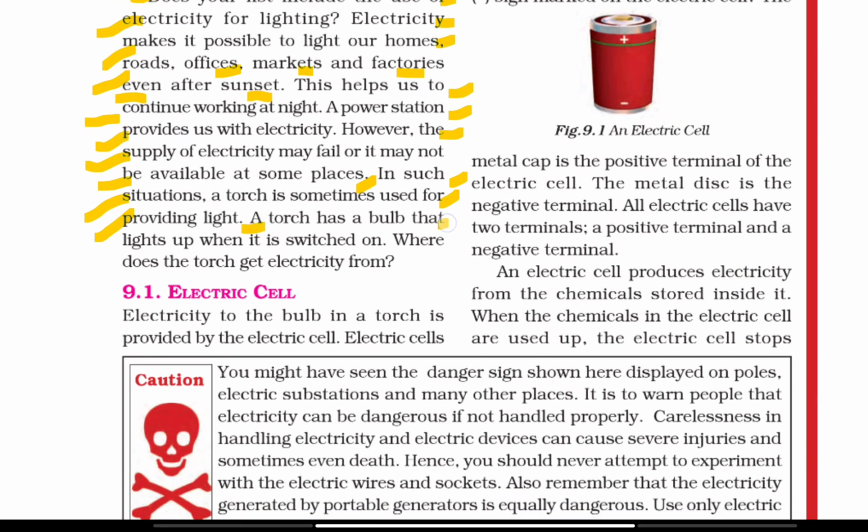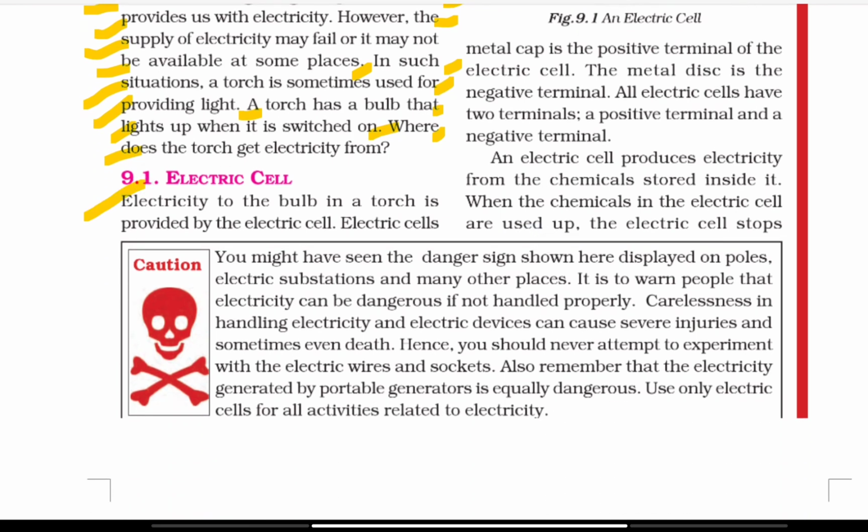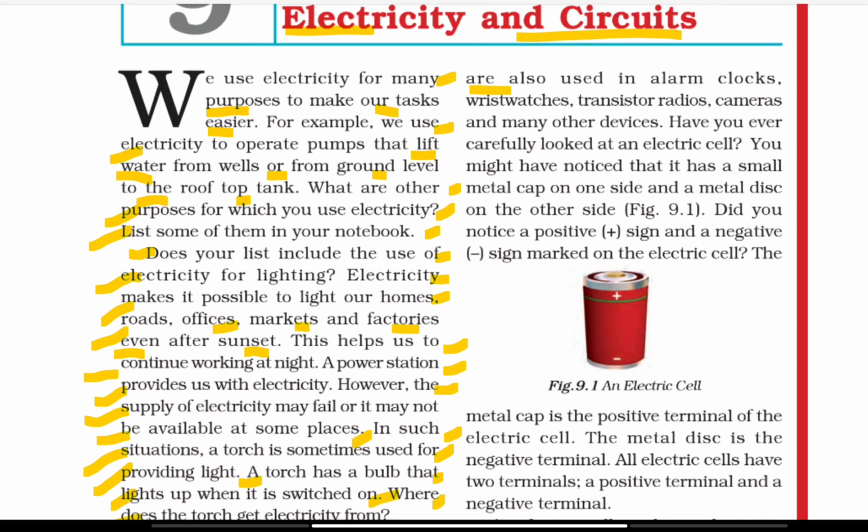A torch has a bulb that lights up when it is switched on. Where does the torch get electricity from? Electric cells. Electricity to the bulb in a torch is provided by the electric cell. Electric cells are also used in alarm clocks, wristwatches, transistor radios, cameras and many other devices. Have you ever carefully looked at an electric cell?